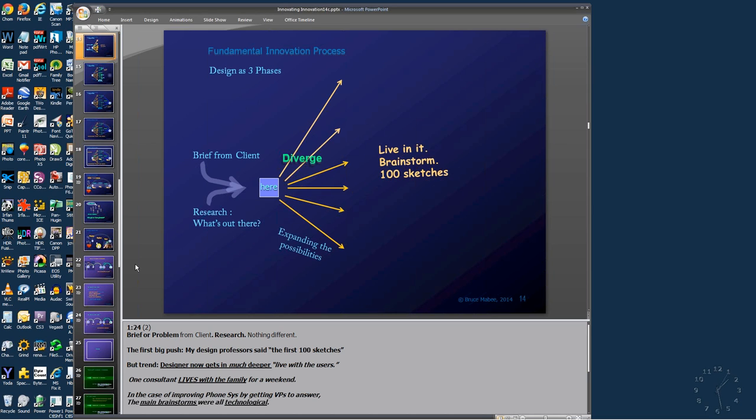That is changing further these days as the designers are literally trying to live with the clients, not studying them, not doing research about them, but going to live in the worlds where those clients live. That is a change. And one example is a consultant who literally lives with the family of the people whose innovation he's trying to create. Okay, where does it go from diverge? We have 100 or 200 wild ideas.